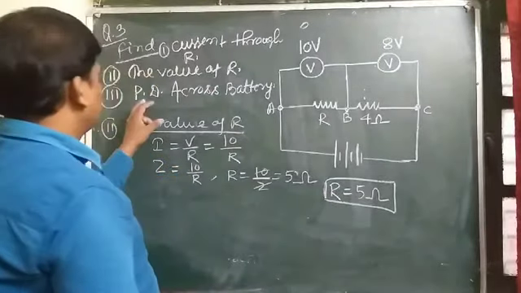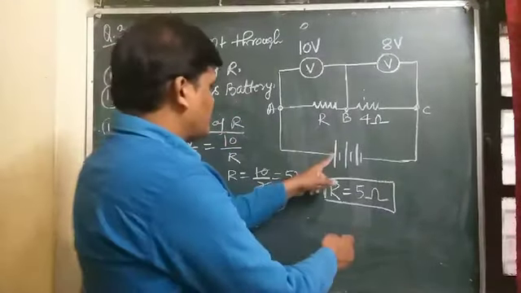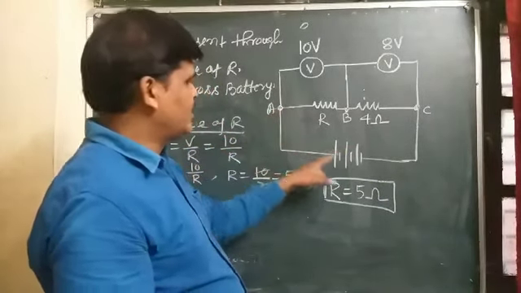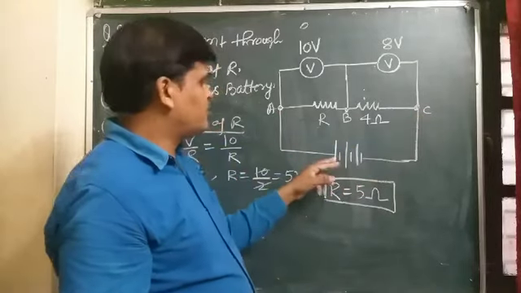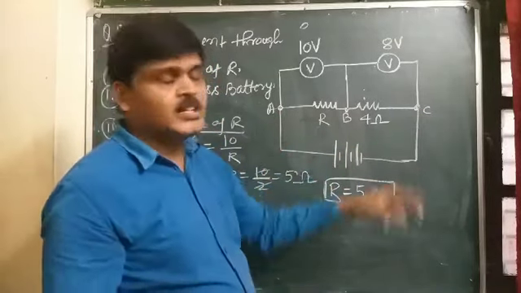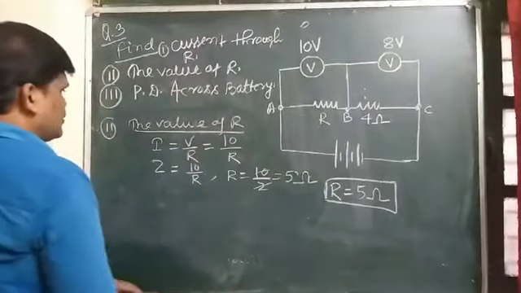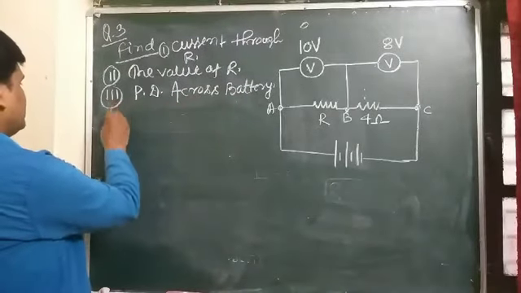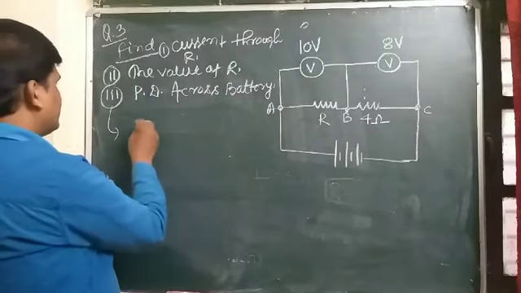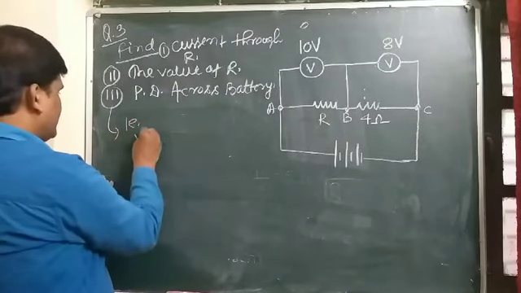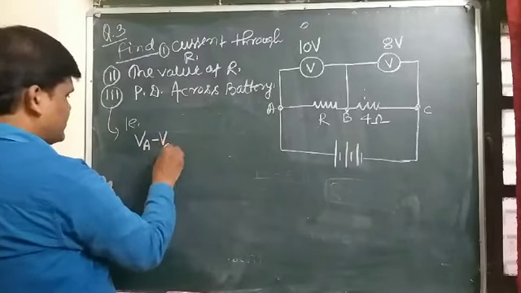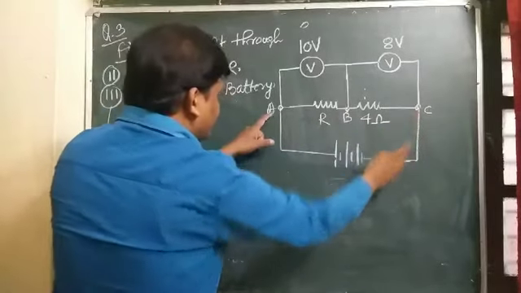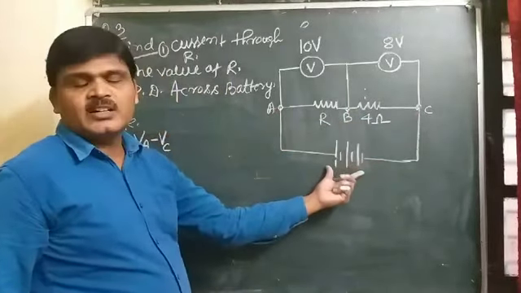The value of R is 5 ohm. And student, now the potential difference across the battery. The positive terminal is connected to A, the negative terminal is connected to C. So the total potential difference across A and C is VA minus VC. This is the third part we have to find: the potential difference across the battery, VA minus VC. Positive potential is higher, negative potential is lower. So there will be a potential difference between point A and C, which is the potential difference across the battery.